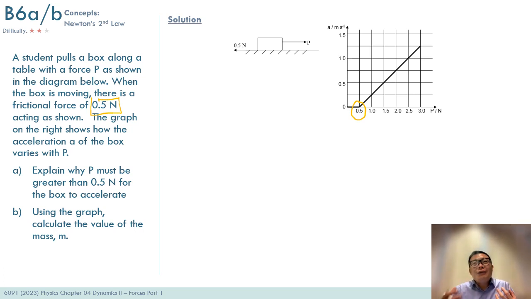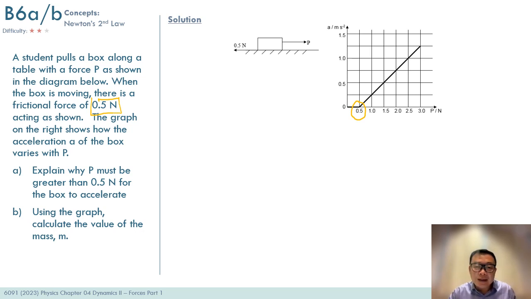Therefore, if the frictional force acting on the box is 0.5 newton, you need to pull it with a force that can overcome the friction, that is bigger than 0.5 newtons. Only when you can do that, then the box can start moving. So this is actually what is happening in the scenario here.